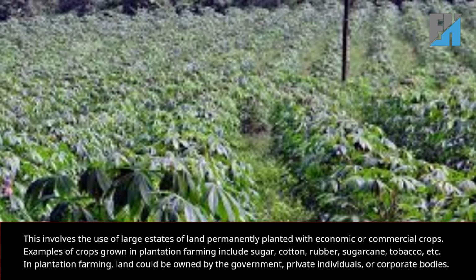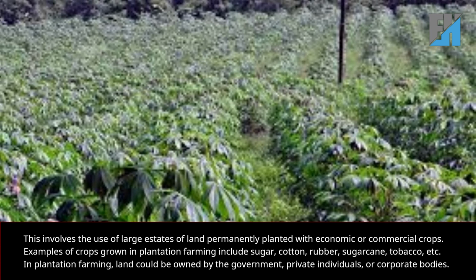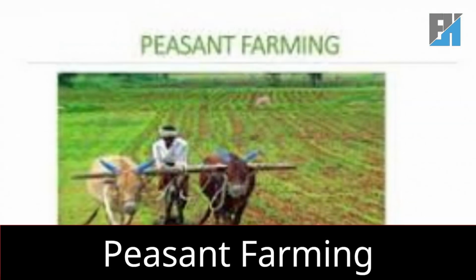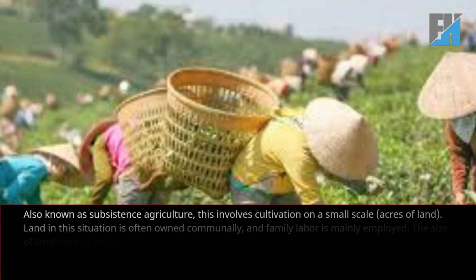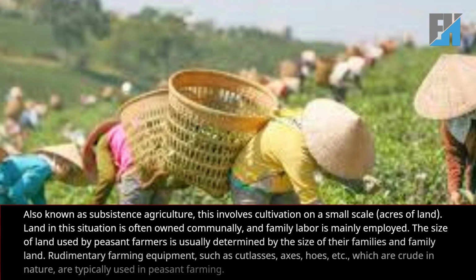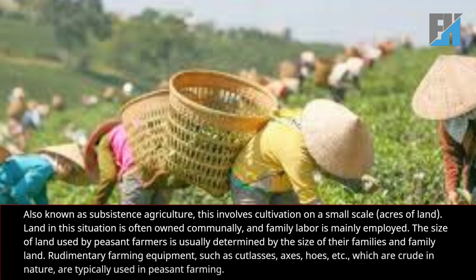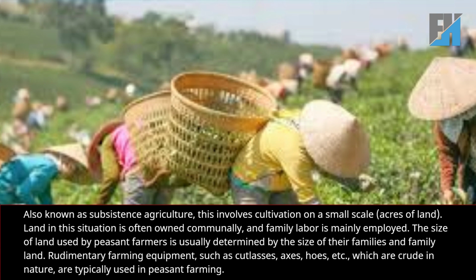In plantation farming, land could be owned by the government, private individuals, or corporate bodies. Peasant farming. Also known as subsistence agriculture, this involves cultivation on a small scale, acres of land. Land in this situation is often owned communally, and family labor is mainly employed.